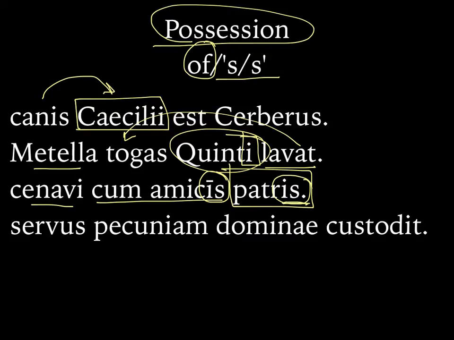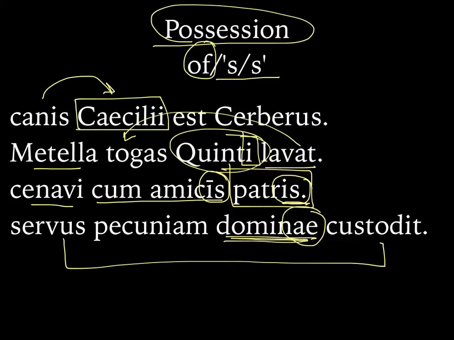And then the slave guards the money of his mistress. So as you can see, usually if somebody or something is possessing another thing, that genitive very often comes right after the thing possessed. So that will help you a little bit. You can translate it either the money of the mistress or the mistress's money.